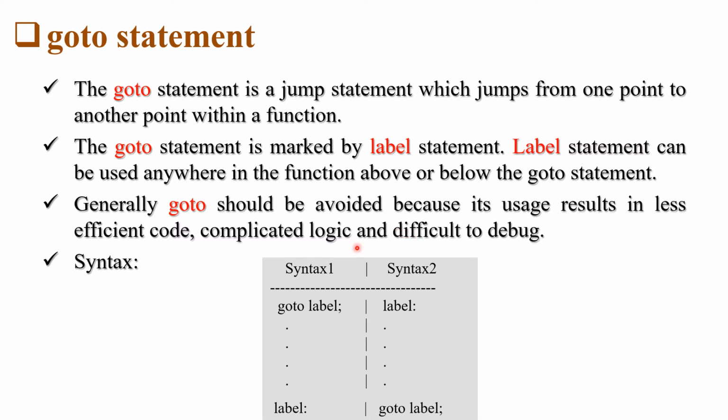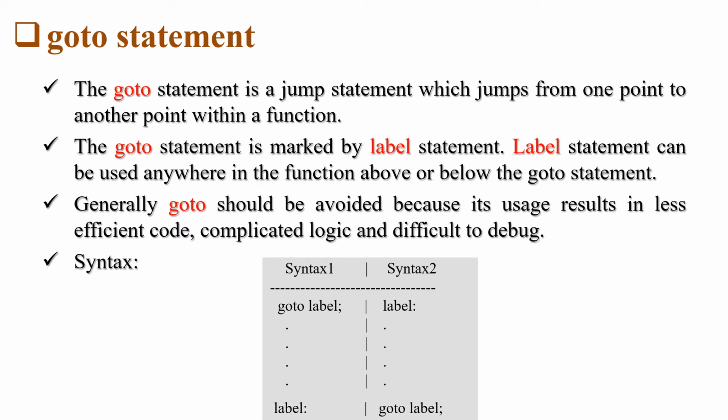So what is the syntax? We have to write go to, then a label. The label may be a variable name like go to A, go to B, go to ABC. Then we have to write this label where we want to go. Suppose I want to go here, so I write the label here followed by a colon. So the label can be put above or below the go to statement. This is also correct syntax, this is also correct syntax.